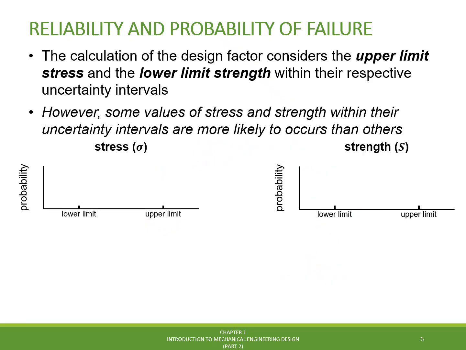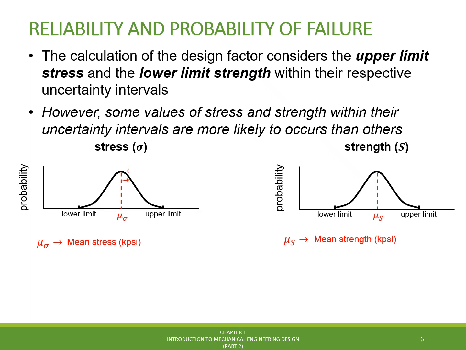But in real life, we know that within their respective uncertain intervals, some values of stress and strength are more likely to occur than others. So that's why usually, instead of having a flat probability density function, we're going to have this bell-shaped curve. And we are familiar with this bell-shaped curve because of our statistics classes.